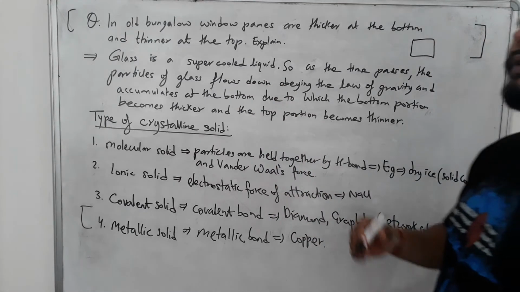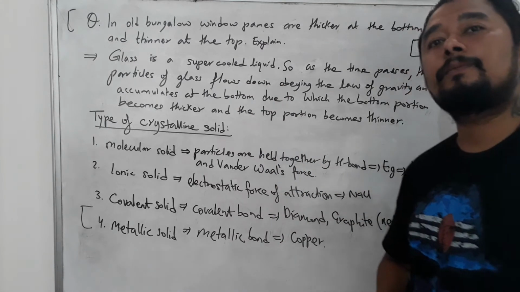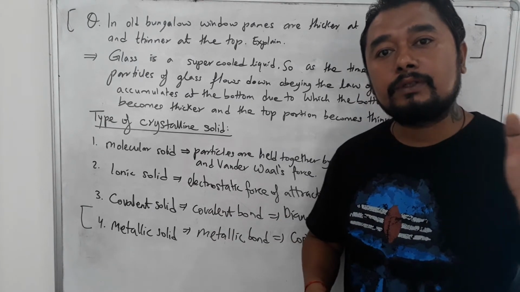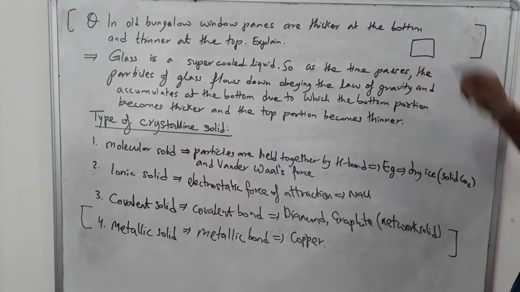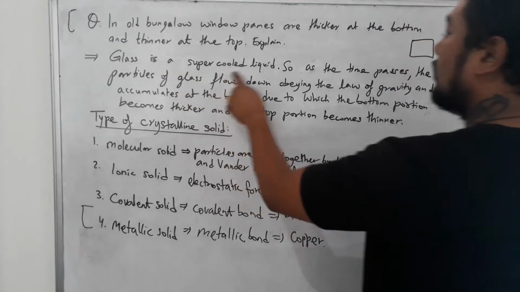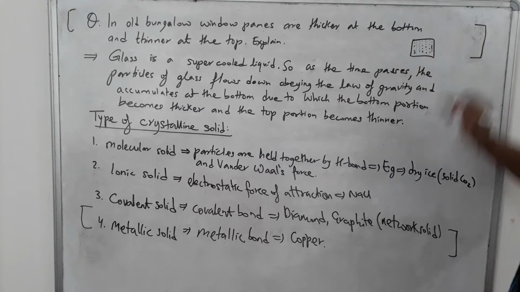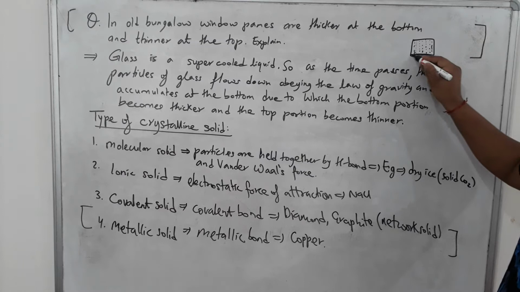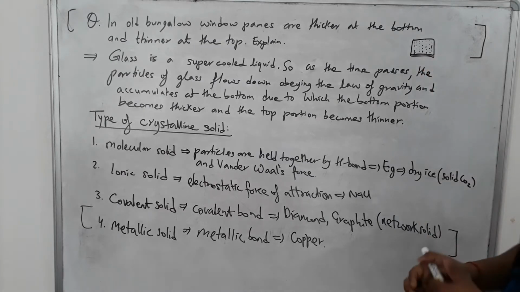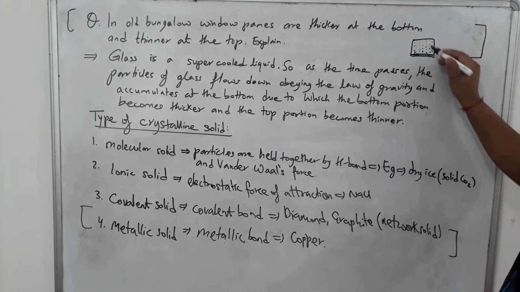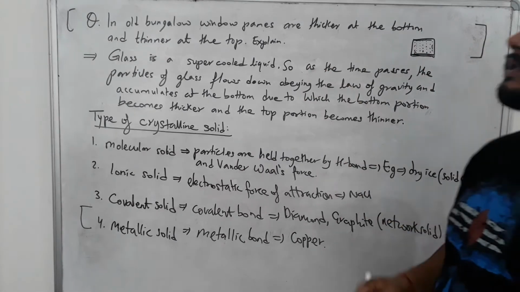So in old bungalows, when you buy a new glass and fix it up in that particular bungalow long time back, the thickness all around will be equal. But when you fix it in the window pane, now it becomes vertical. So glass being a supercooled liquid, as time passes in old bungalows, the particles of glass flow down, obeying the law of gravity. All the particles at the top will flow down and accumulate at the bottom. Today if you take out the window panes of that bungalow and check, the bottom portion will be thicker and the top portion will be thinner. And this question was asked in CBSE.